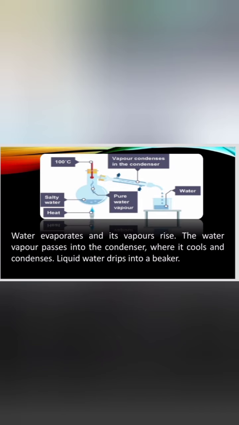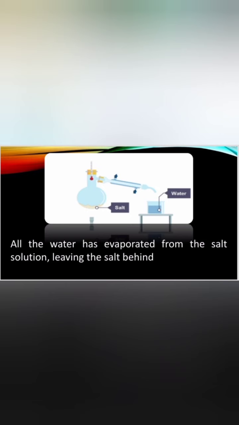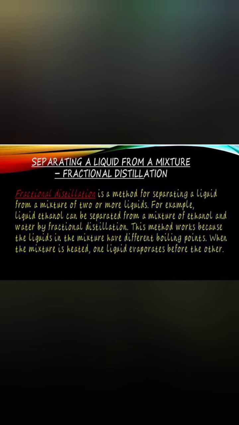All right, so as the water evaporates, its vapors rise. The water vapor passes into the condenser where it cools and condenses. Liquid water now drips into the beaker. Lastly, all the water has evaporated from the salt solution, leaving the salt behind in the flask. Now the water has been transferred to the beaker.